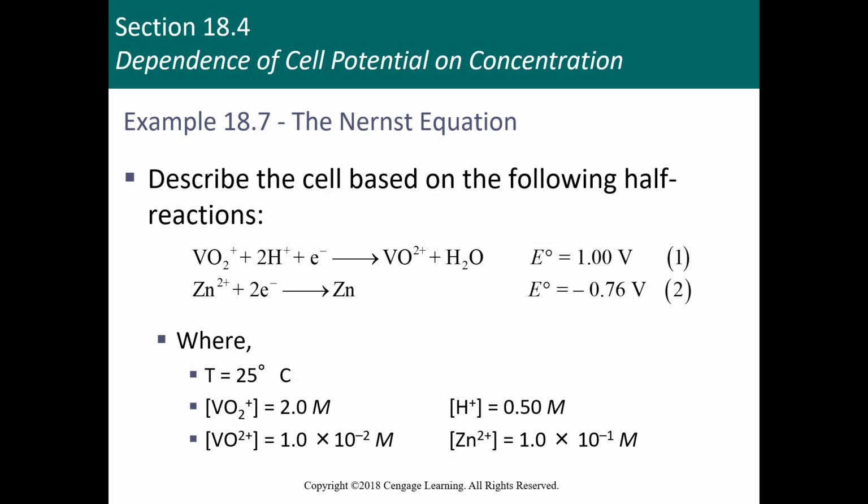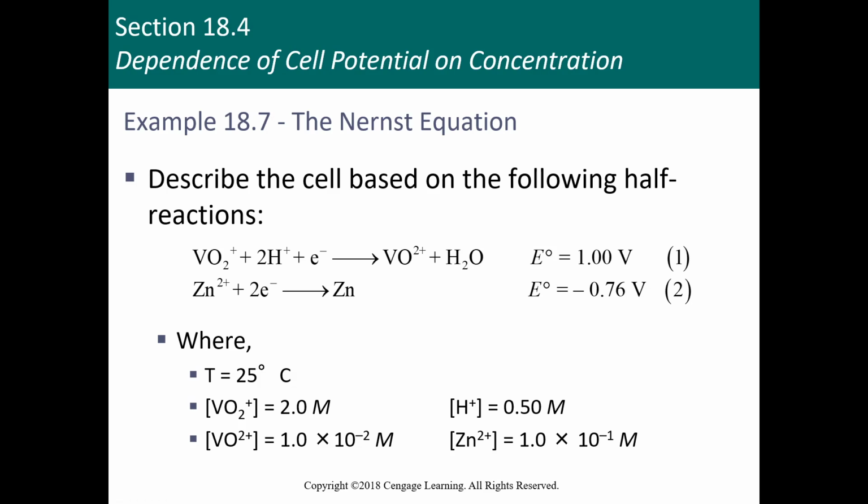Okay, let's try an example where we use this Nernst equation. Describe the cell based on the following half reactions, where T equals 25 degrees Celsius, and then we have these different concentrations. Notice that this and this one correspond up here. This right here corresponds, of course, right up there as well. And that concentration right there is Zn. Why don't I need any concentration for Zn here, the solid metal, or H2O, the pure liquid?